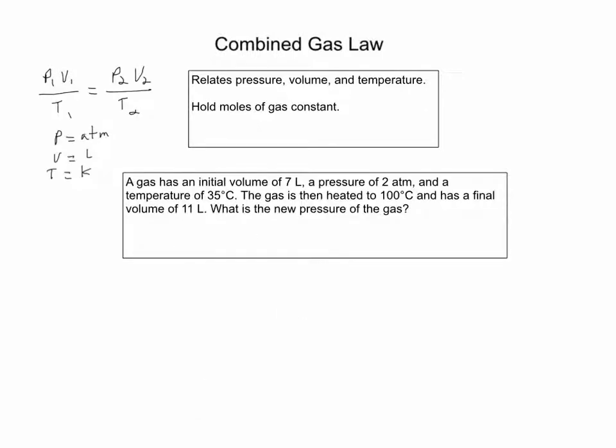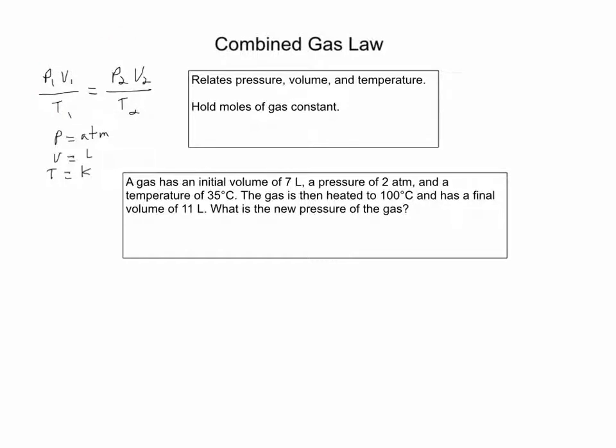So we have a gas that has an initial volume of 7 liters, a pressure of 2 atmospheres, and a temperature of 35 degrees Celsius. It's then heated to 100 degrees Celsius and has a final volume of 11 liters. What is the new pressure of the gas? Well, we can see that we have a volume, pressure, and a temperature mentioned. That means we should use the combined gas law.